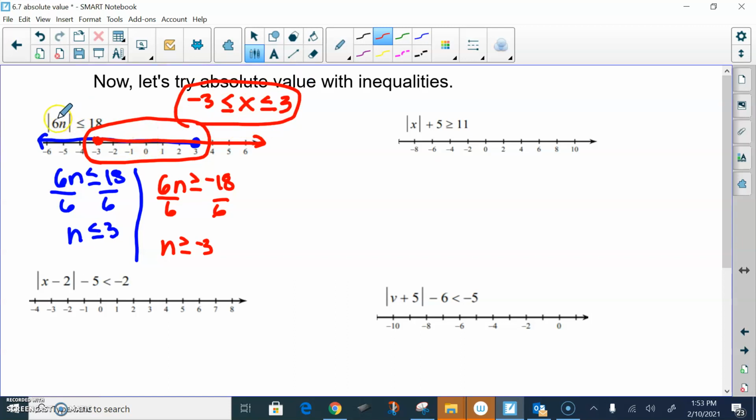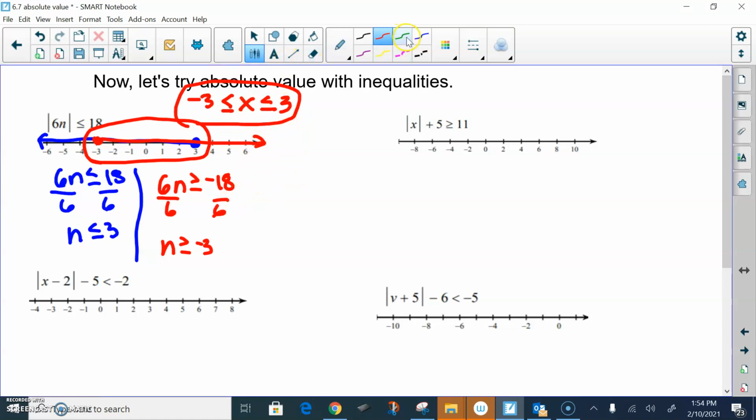Let's try 0. 6 times 0 is 0. Absolute value of 0 is 0. 0 is less than 18. If we choose a number outside of the common area, let's say, for example, 6. 6 times 6 is 36. Absolute value of 36 is not less than 18. So it's not in the solution set.